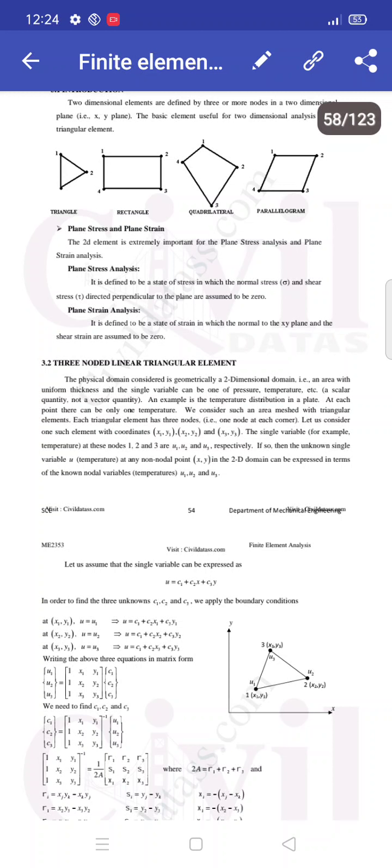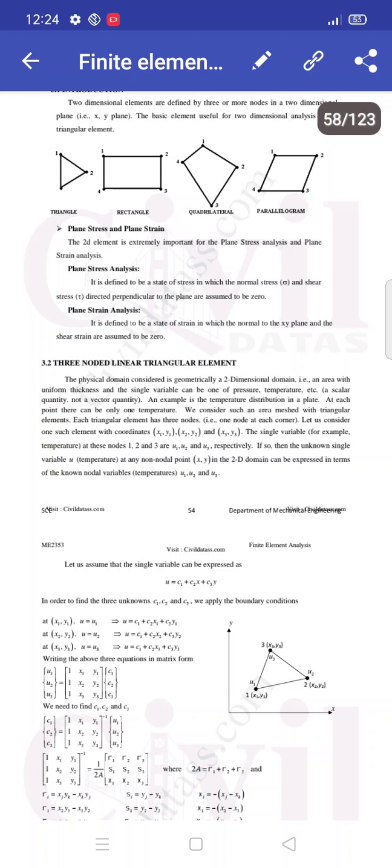Friends, today we see about two-dimensional elements. Two-dimensional elements have two axes, x and y. They have degrees of freedom in both the x and y directions at each node, and rotational motions. So that is the degrees of freedom.